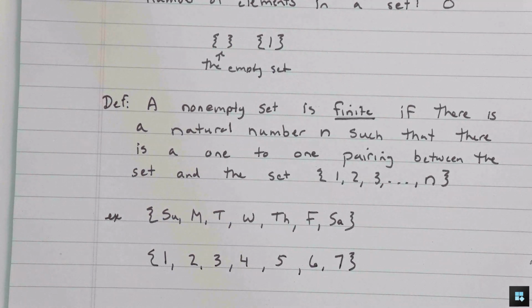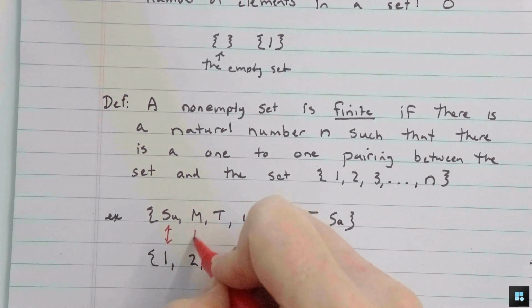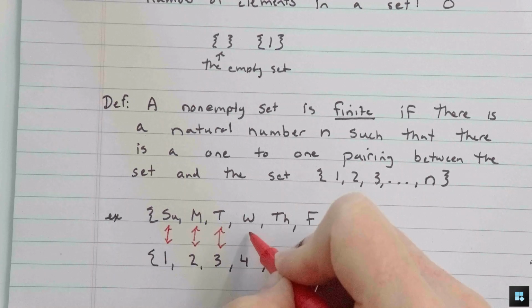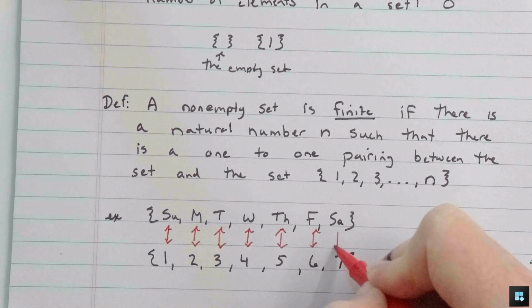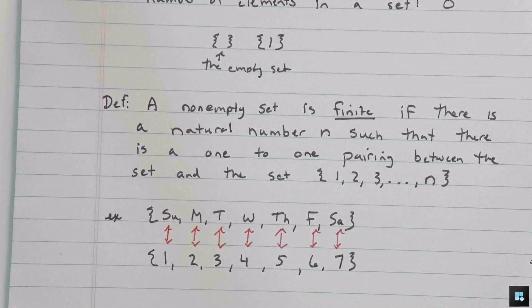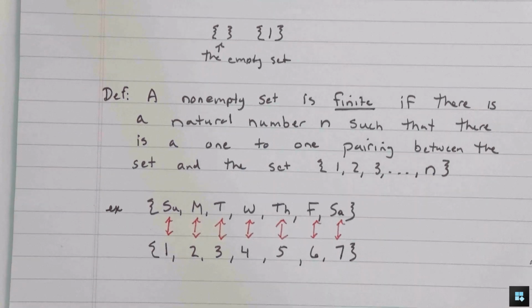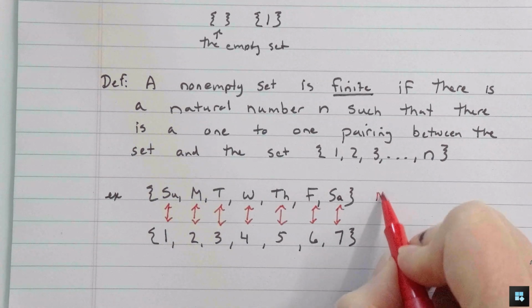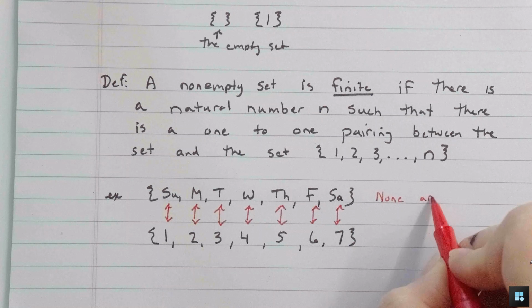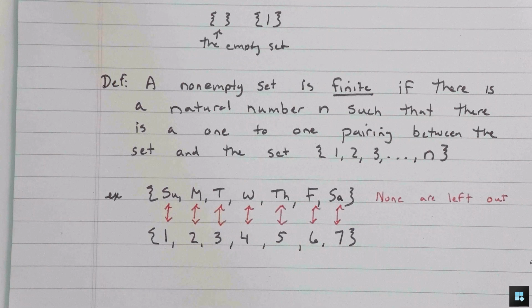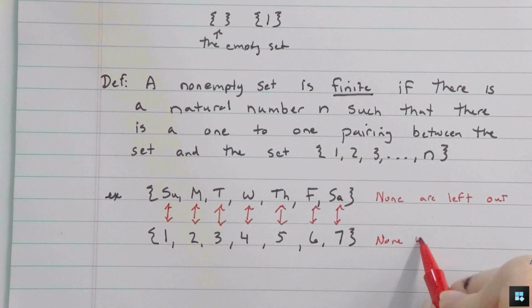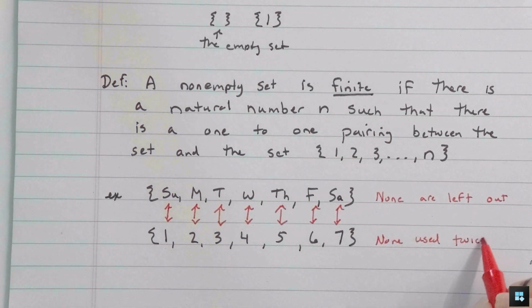And we demonstrate that pairing with the little arrows. And again, I'm going to make my one-to-one pairing just Sunday goes with 1, Monday with 2, Tuesday with 3, Wednesday with 4, Thursday with 5, Friday with 6, Saturday with 7. Now, we're going to make sure that none are left out. All the elements are used up, none are left out, and none are used twice. Otherwise you don't have a one-to-one pairing.